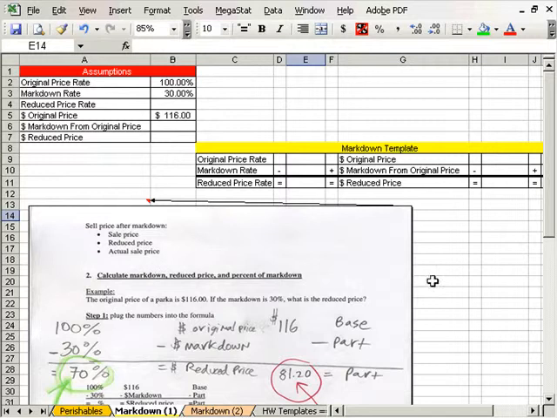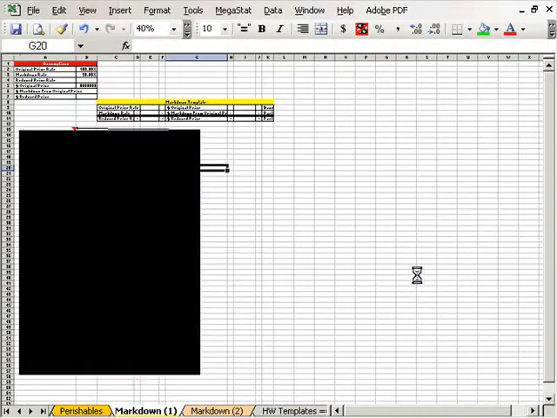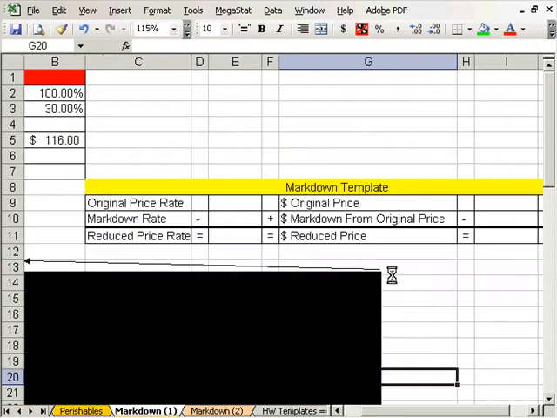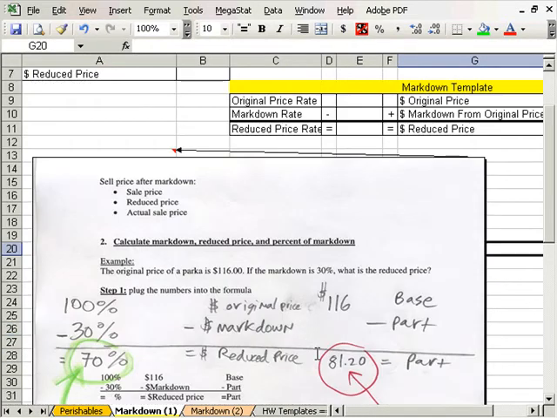Hey, let's look at this problem here. Make this a little bit bigger. Is that better? Oh, no, that's smaller. Always rolling that little mouse the wrong way.